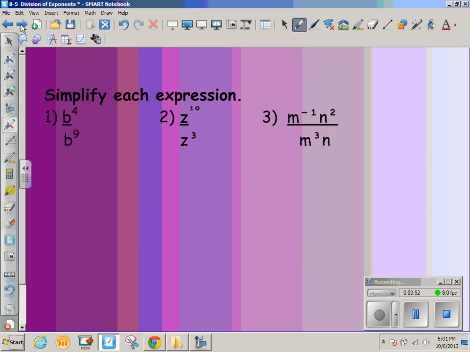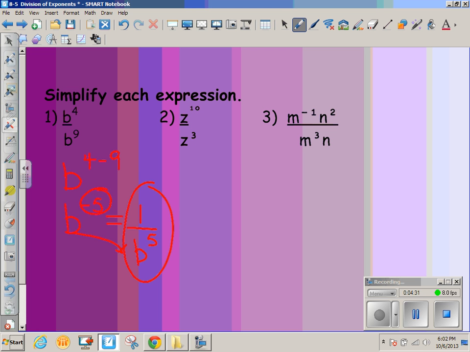Simplify each expression. So we have b raised to the 4th all over b raised to the 9th power. The base is the same. It's b. So we're going to take the numerator exponent and subtract the denominator exponent. So we end up with b raised to the negative 5th power. We have a problem. We have a negative exponent. So I change that into 1 in the numerator, b goes to the denominator, and the negative 5 becomes a positive 5. There, my friends, is your final answer.